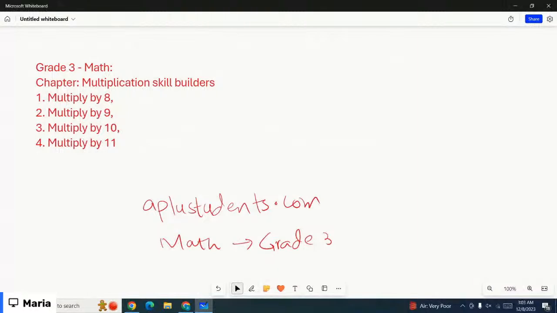We're going to start with the chapter multiplication skill builders, and the lessons we are going to do today are multiply by 8, multiply by 9, multiply by 10 and multiply by 11. Please make sure you have your notebook and pencil so that you can note down the important examples and definitions as well, right? So let's just start with the first lesson, that is multiply by 8.